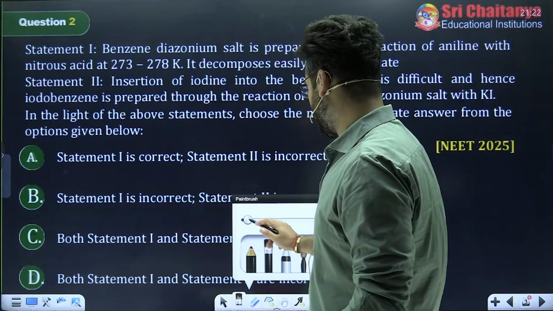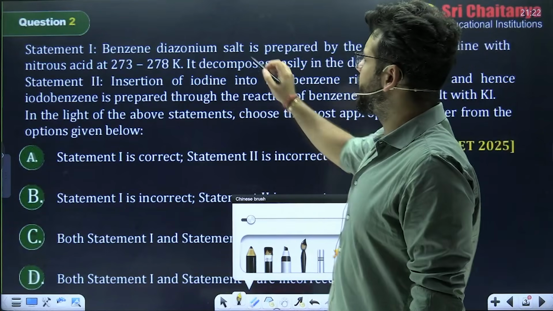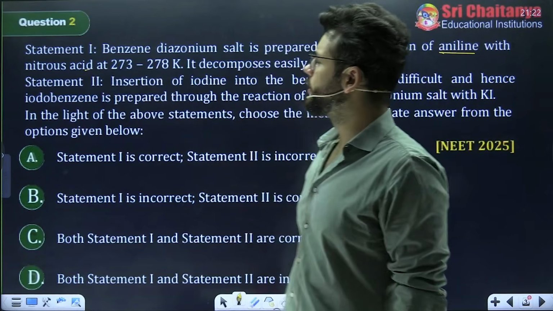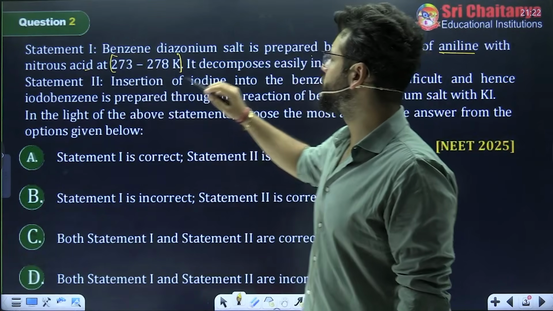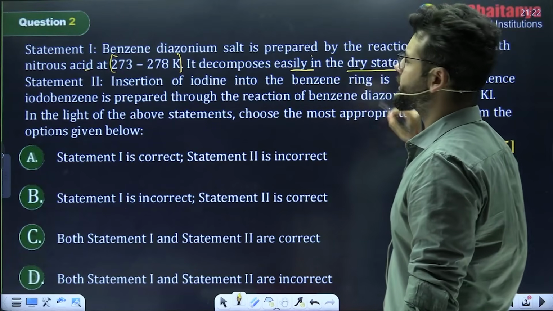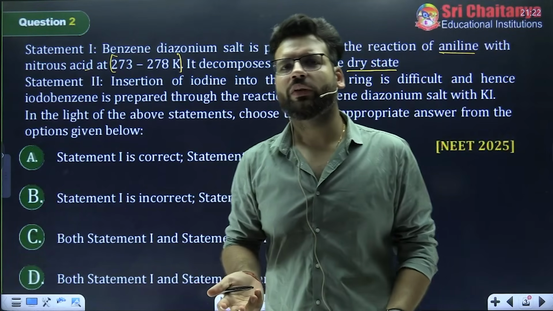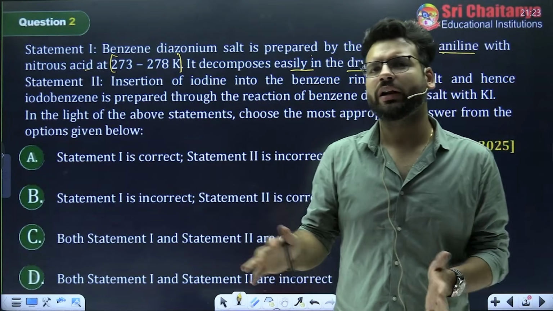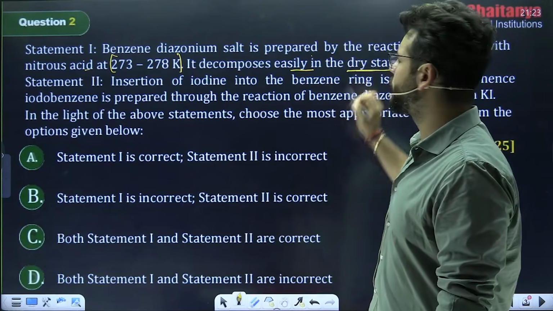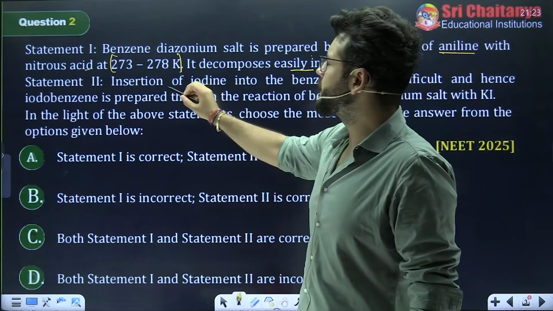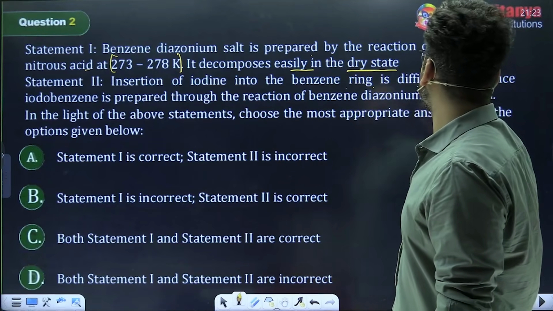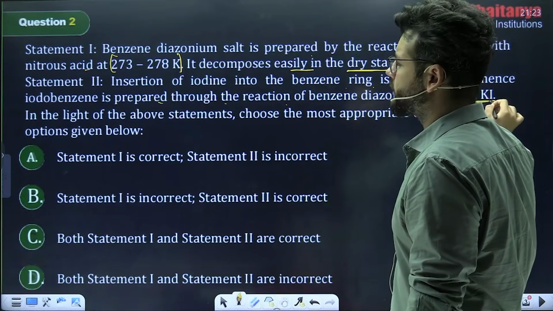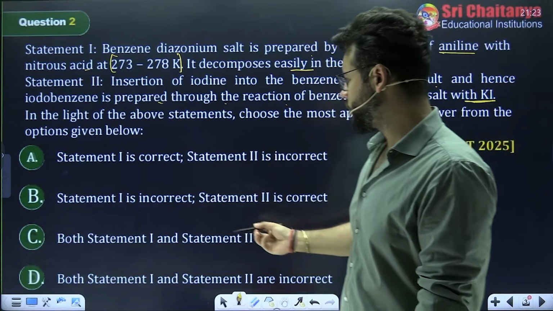If we read the question carefully, benzene diazonium salt is prepared by reaction of aniline with nitrous acid at 0 to 5 degrees Celsius. It decomposes readily in the dry state. Which is absolutely correct. We know that diazonium salts are unstable above 5 degrees Celsius, so around 10 degrees and all, it will decompose easily into phenol. Insertion of iodine into the benzene ring is difficult, and hence iodobenzene is prepared through the reaction of benzene diazonium salt with KI. This is also absolutely correct. Both the statements are absolutely correct here.